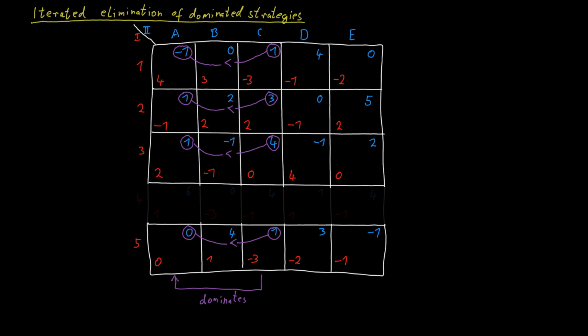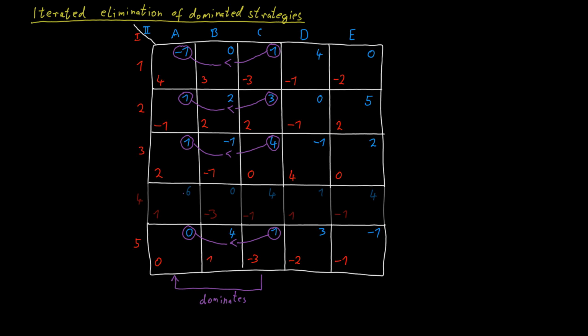So strategy A is dominated by strategy C, meaning we can remove strategy A from the game to obtain an even smaller game. Now, it's important to note here that in the original game, where each player had 5 strategies, strategy A was in fact not dominated by strategy C. This only happened after our first elimination of strategy 4.